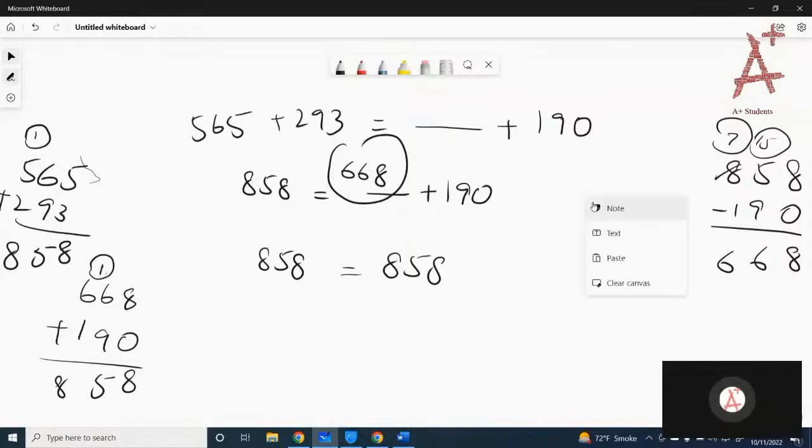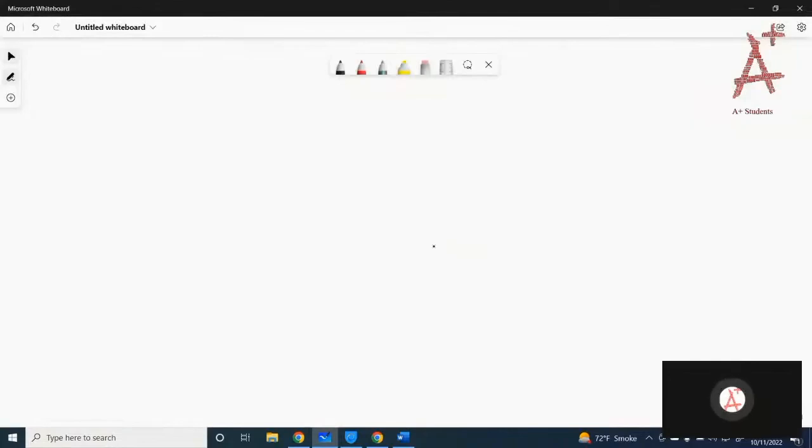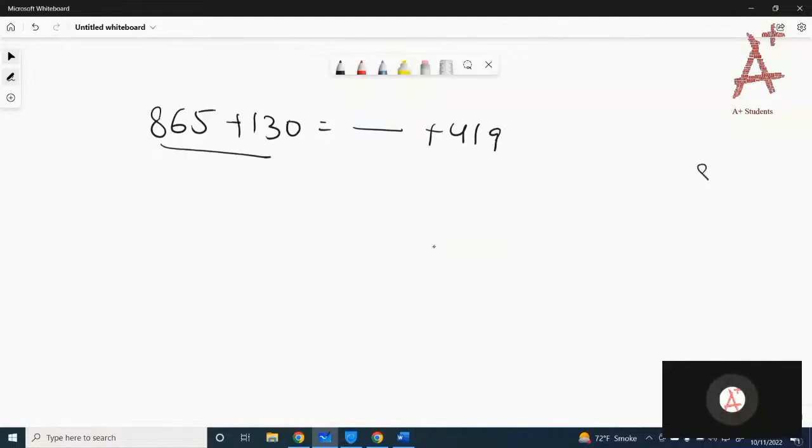Okay, the next one is 865 plus 130 equals the missing number plus 419. So just add the side where you have both the numbers. Just add 130 to 865. So 5 plus 0 is 5, 6 plus 3 is 9, and 8 plus 1 is 9. So the sum at this side is 995.